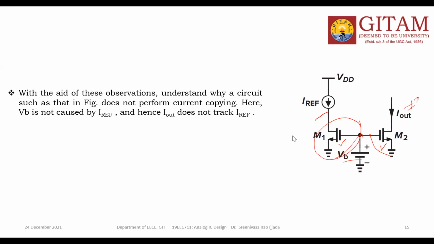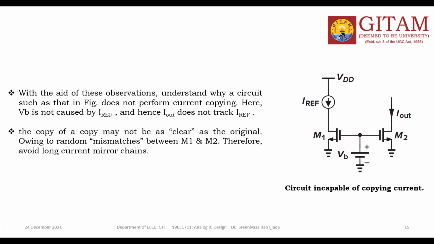What does mirror mean? The same current should be generated as the I reference. The copy of a copy may not be as clear as the original. One-time copy is workable, second-time copy maybe, third time not acceptable. So if you think the same current should be copied to many places in a long chain of circuits, it is not preferable. Clear or not? That is the issue.